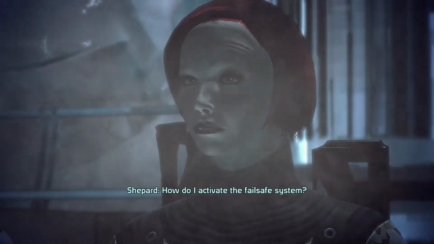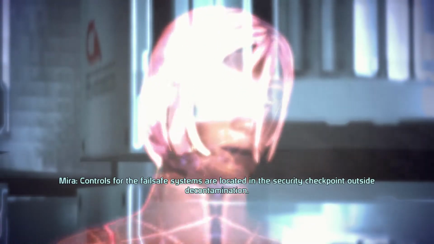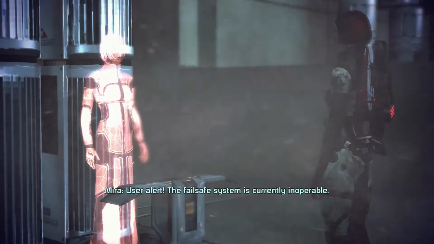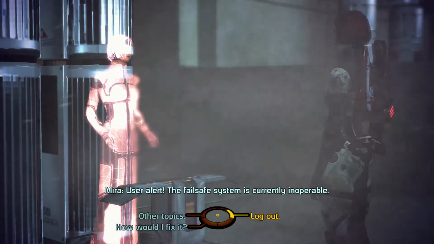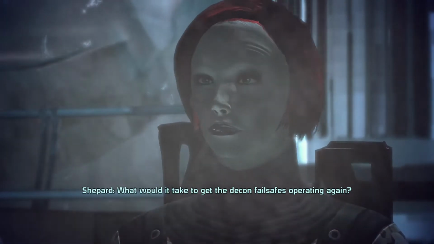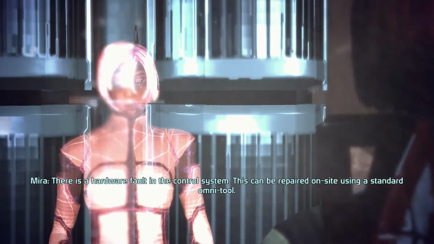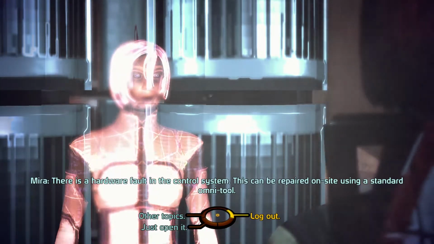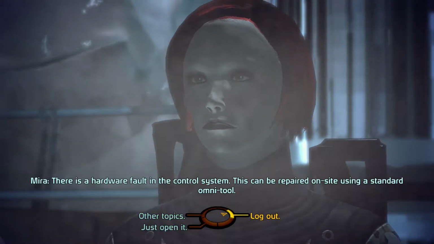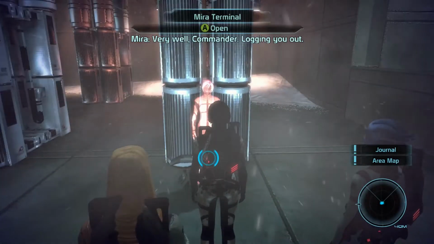How do I activate the fail-safe system? Controls for the fail-safe systems are located in the security checkpoint outside decontamination. User alert. The fail-safe system is currently inoperable. What would it take to get the decon failsafes operating again? There is a hardware fault in the control system. This can be repaired on-site using a standard Omni tool. That's all I need right now. Very well, Commander. Logging you out.